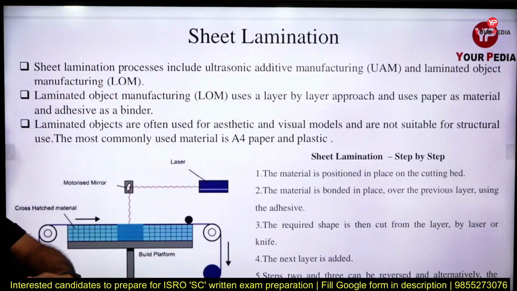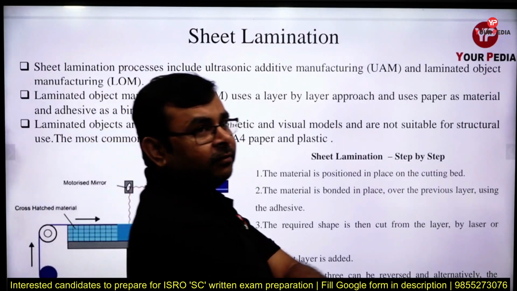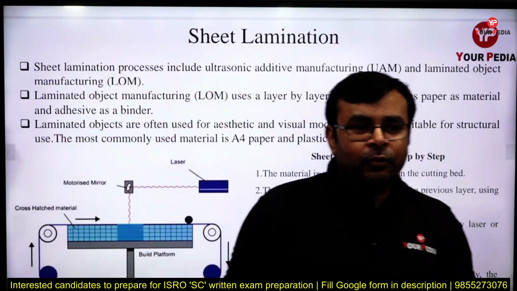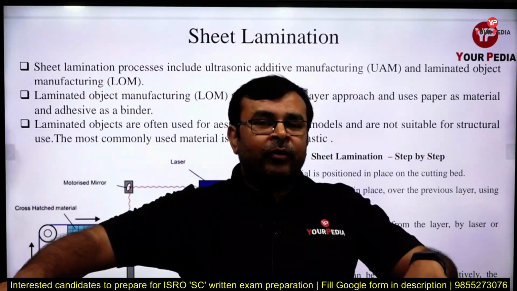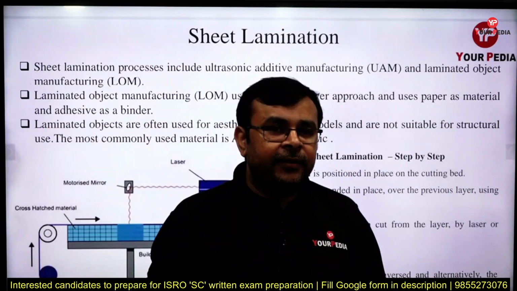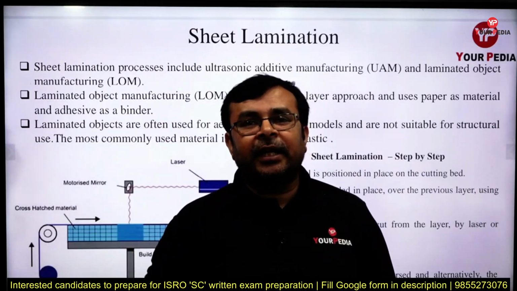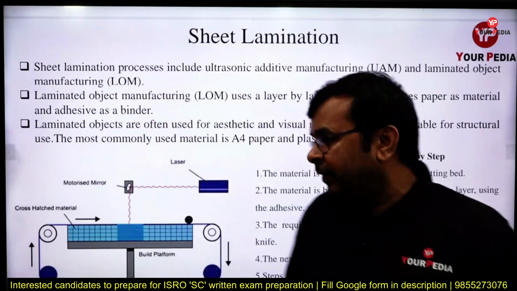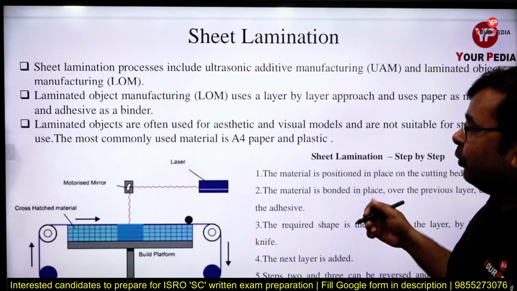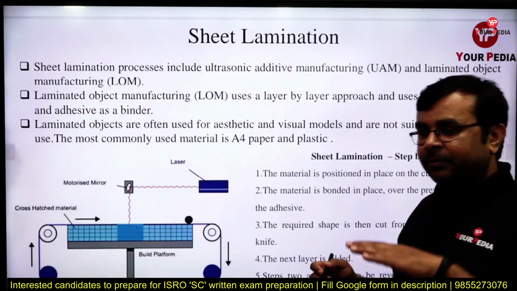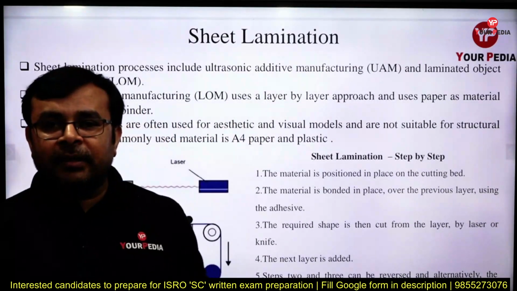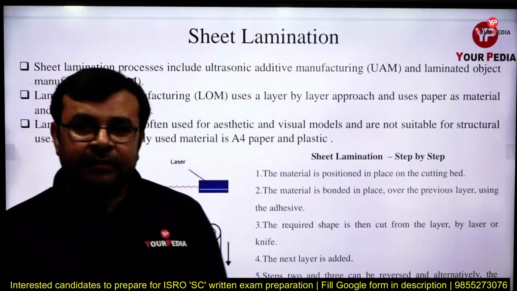The sheet lamination process includes ultrasonic additive manufacturing, that is UAM, and laminated object manufacturing, that is called LOM. Laminated object manufacturing uses a layer by layer approach and uses paper as a material. We spread the paper over the build platform, and over the paper we provide some binder, and that binder is cured by using either laser light or ultraviolet rays. So, here we use paper as a substrate or feedstock material, and binder as a binding agent, correct.